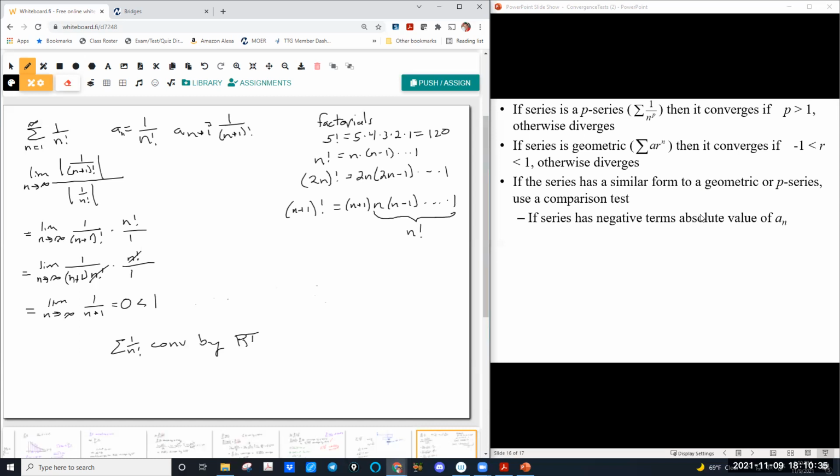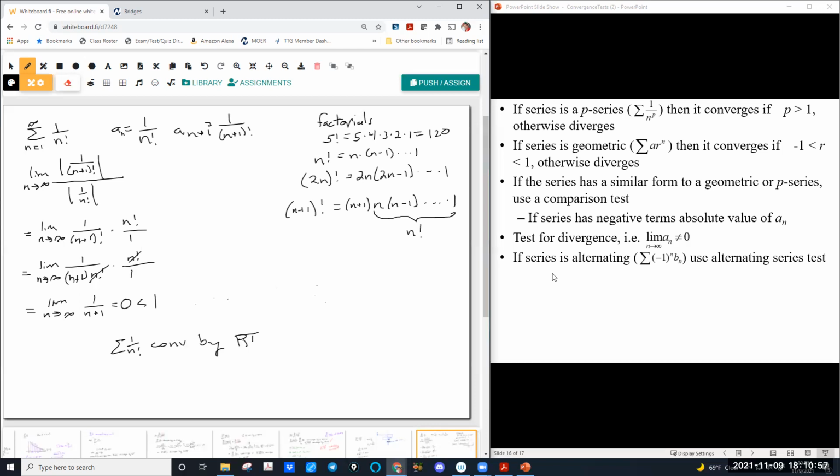If the series happens to have negative terms, just take the absolute value, then use your comparison test. Never forget about the test for divergence. This is a quick one that can eliminate options very quickly. If the sequence does not go to 0, you already know it's divergent.